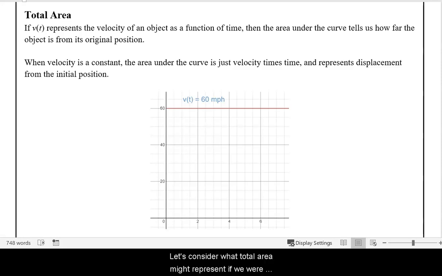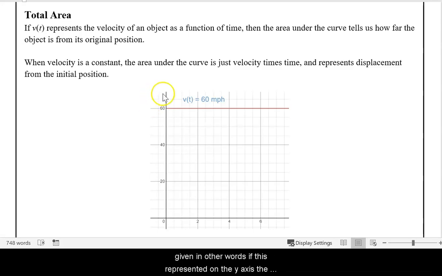Let's consider what total area might represent if we were talking about a velocity function. The velocity of an object as a function of time, if it is a constant and we were to graph it as velocity versus time, then what would the area under the curve be giving us?